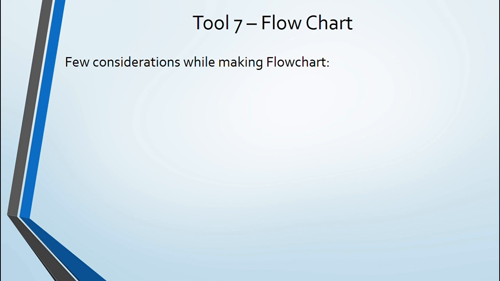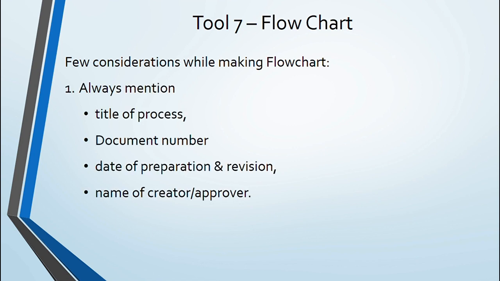Working with any organization, you have to take care of these considerations. First, always mention on any flowchart the title of the process, document number, date of preparation, revision details if performed, and the name of the creator and approver. This makes the flowchart a legible, unique, and traceable document of your organization.